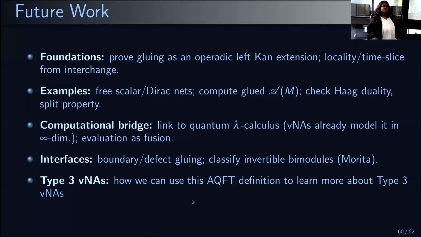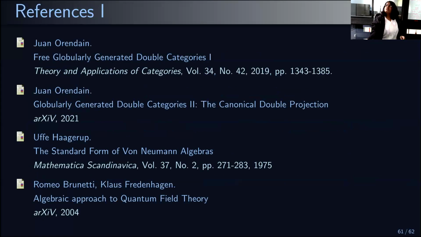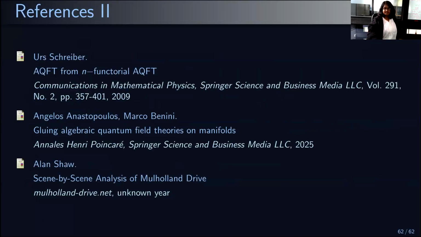And von Neumann algebras are not always well behaved. There's a specific type of von Neumann algebra called type III, and that's like the worst behaved von Neumann algebra ever. So I just want to see if this AQFT can do something regarding that. And yeah, that's it. These are my references.